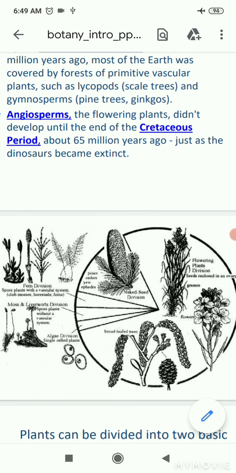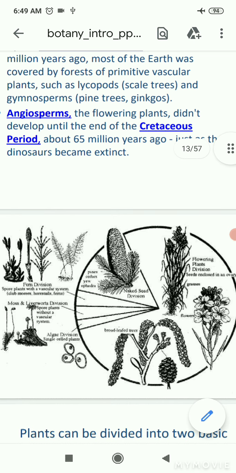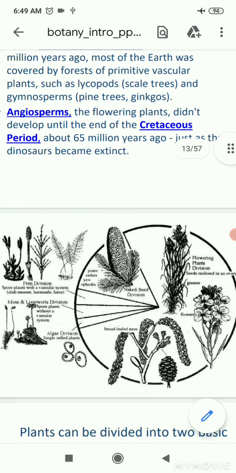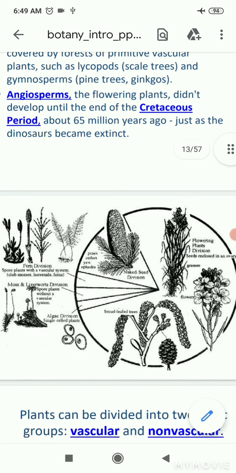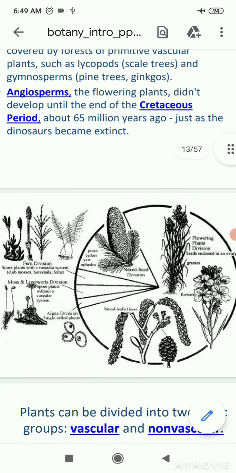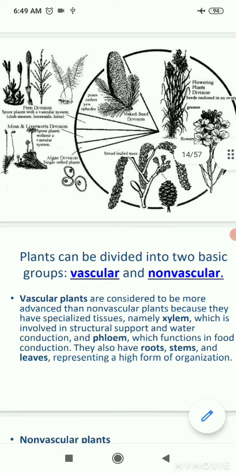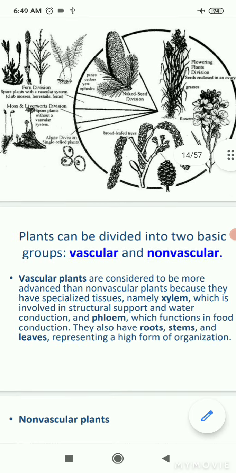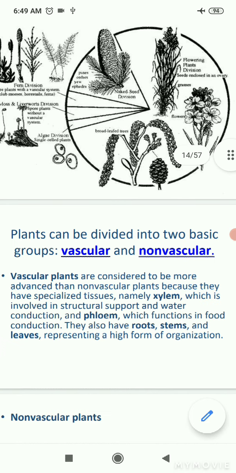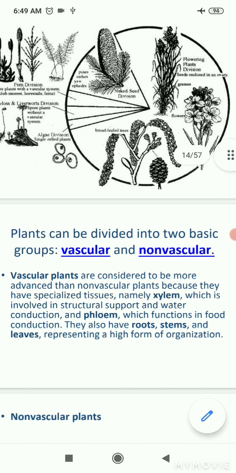These are coniferous plants, and within these conifers there are many different types of structures, so you have to see this carefully. Then plants can be divided into two basic groups, that is vascular and non-vascular. So what is meant by vascular plants?